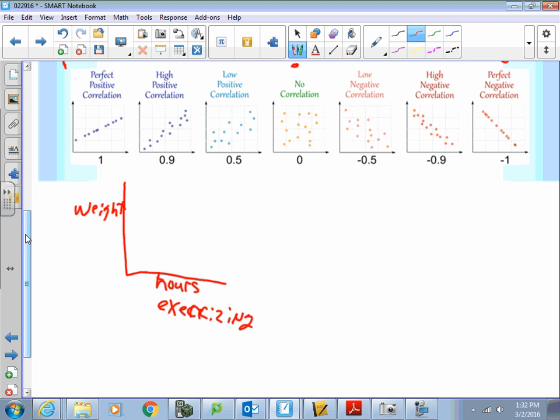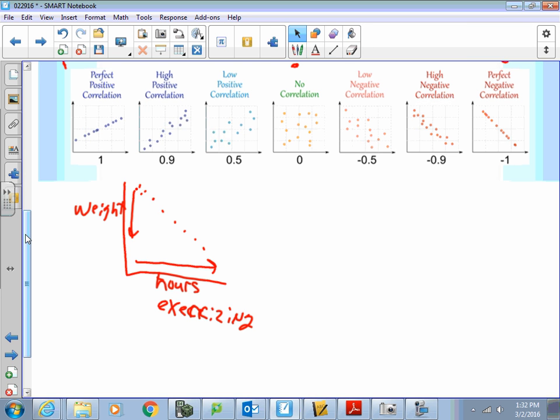In general, that is going to have a negative correlation, because the more you exercise, the less your weight's going to be. So it's going to go down. In general, it would have a negative correlation. I know there are other factors involved, but in general, you're going to see a negative correlation. I'm sure that you can think of other ones on your own.